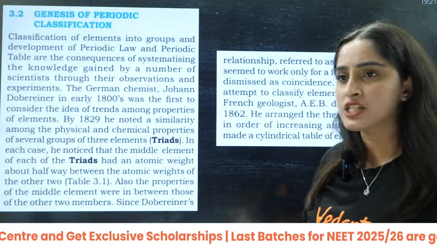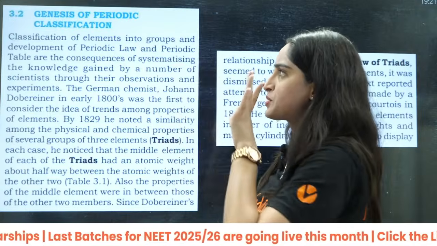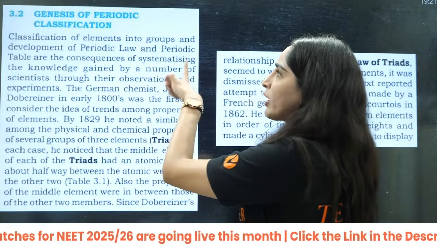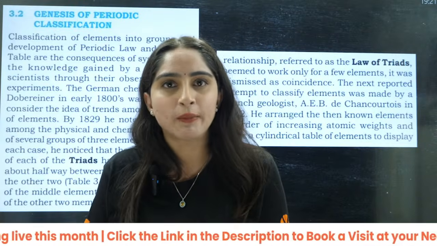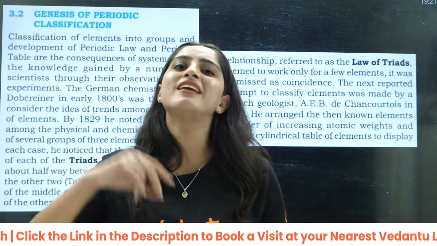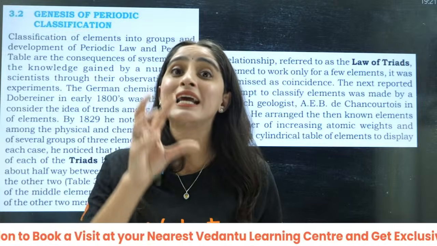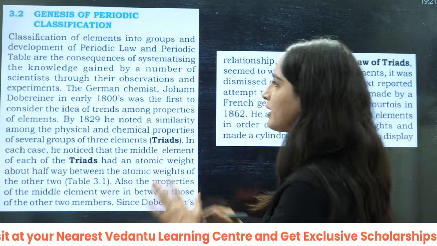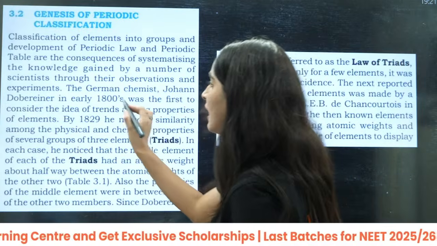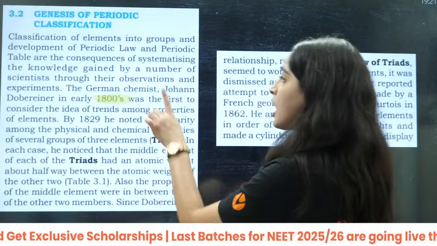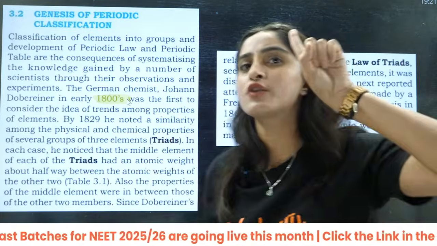So for classification, they are talking about the classification of elements into groups and the development of the periodic law and periodic table. This modern periodic table that we are studying was not initially like that. It was first made in terms of Döbereiner's triads. The German chemist Johann Döbereiner, in the early 1800s, was the first to consider the idea of trends among the properties. So who was the first person?